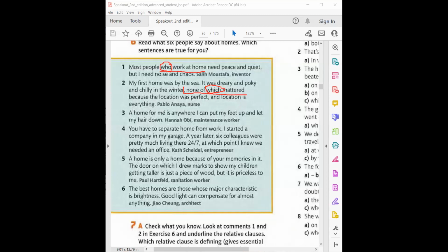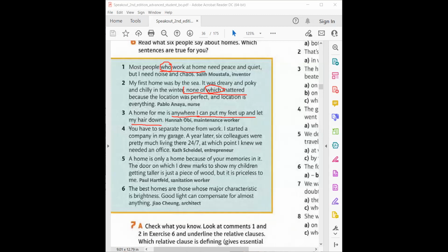A home can be anywhere I can put my feet on. Okay, well, I don't think there's a relative pronoun here. Maybe anywhere. Yes, that's correct. Anywhere I can put my feet up and let my hair down. All of this is a defining relative clause. We will study this today. Okay, number 4. Can you do it for us, Ikram?